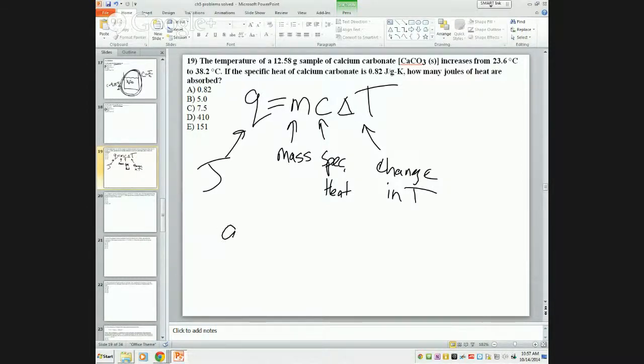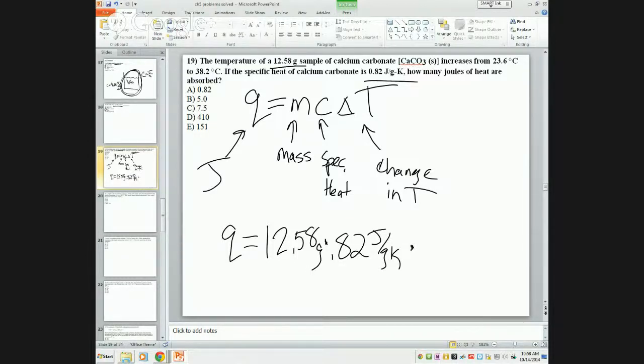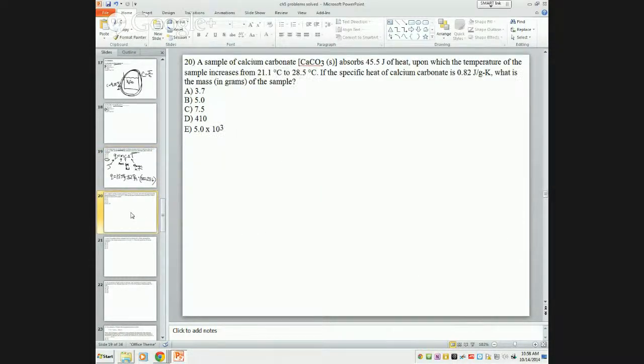So we take a look. Q is what we're solving for, so Q equals M, 12.58, times C, which they give right here, 0.82 joules per gram Kelvin, times the delta T, which is the change in those two temperatures, final minus initial, 38.2 minus 23.6. And then you just do the math. Plug it in, make sure you're using the calculator correctly, and you should get choice E as your final answer. That's it.